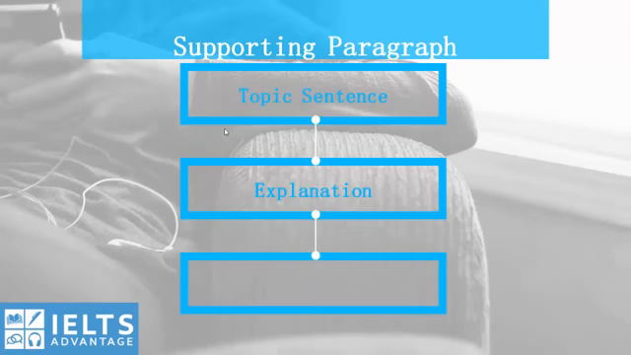And the last thing is an example. So this helps to illustrate your main point and helps to support your main point, and they're very easy to write once you get the hang of them. So 3 sentences in each supporting paragraph: topic sentence, explanation, and example.